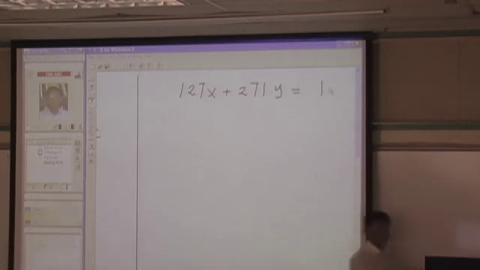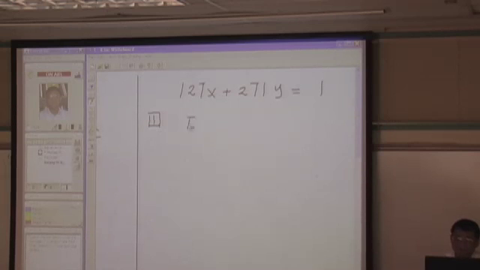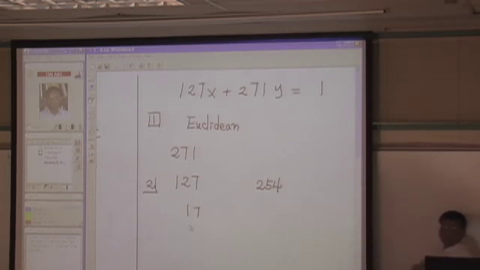Then let's find x0, y0. So the first step is to find x0, y0. To find x0, y0, use the Euclidean algorithm. So by the Euclidean algorithm, we write 2, 7, 1 and 1, 2, 7. Then 2 is the quotient. Multiply by 2, we get 254. We subtract 254 from the top, then 7, and then 17. Do you get it?